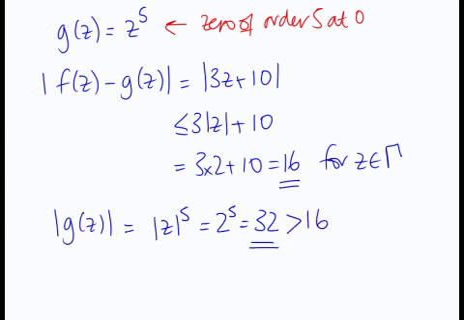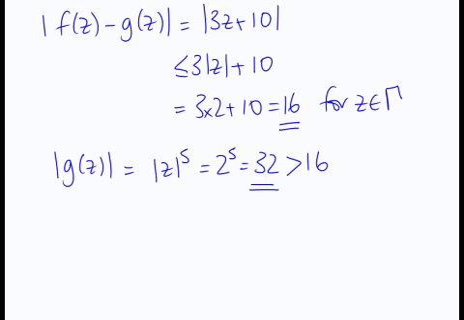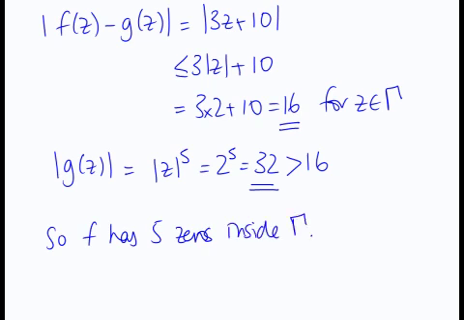So in other words, all the criteria for the theorem are satisfied, and therefore f has the same number of zeros as g inside gamma, so f has 5 zeros inside gamma, in other words, in the set S that I was given at the start. So that's the first application.